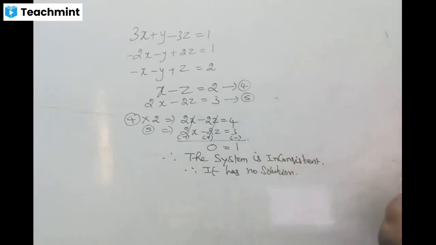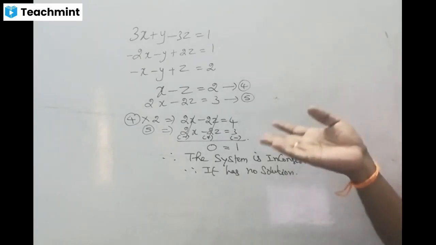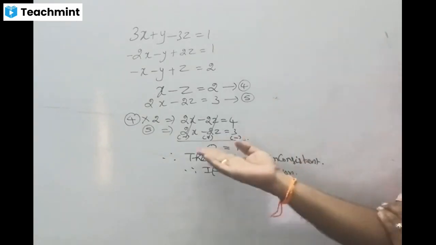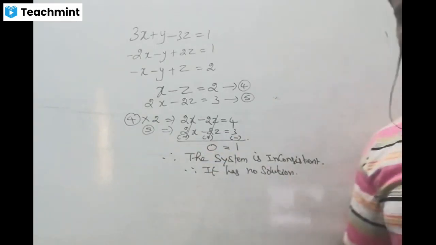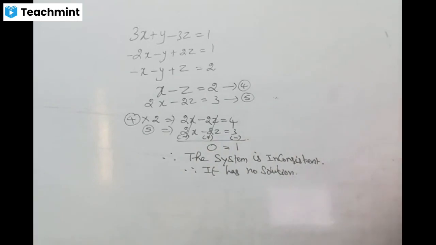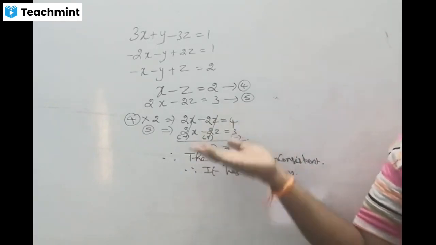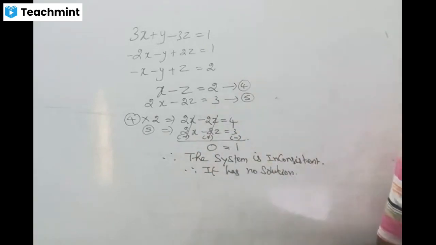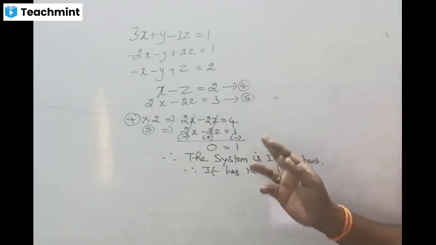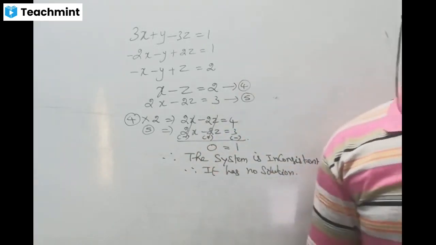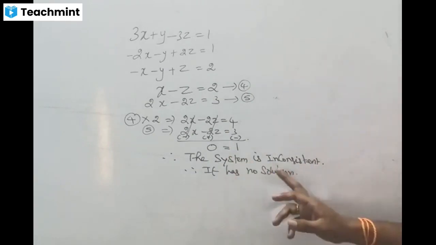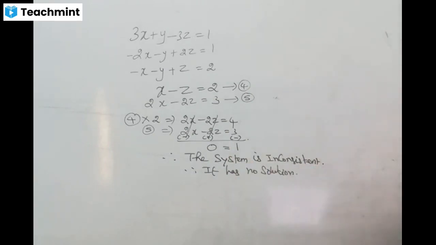In question number 3. Now question number 4: here the system is inconsistent because the left hand side and right hand side are not equal. If both the left hand side and right hand side are equal, then the system is consistent and it has infinitely many solutions. But if the left hand side and right hand side are different, that means not equal, then the system is inconsistent and it has no solution.